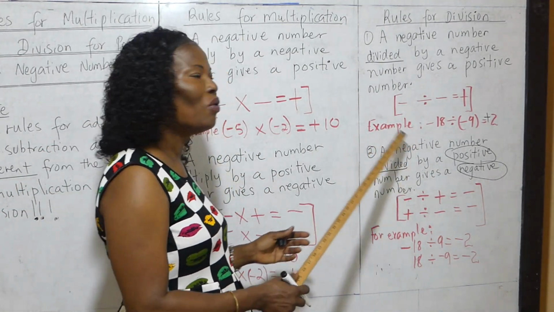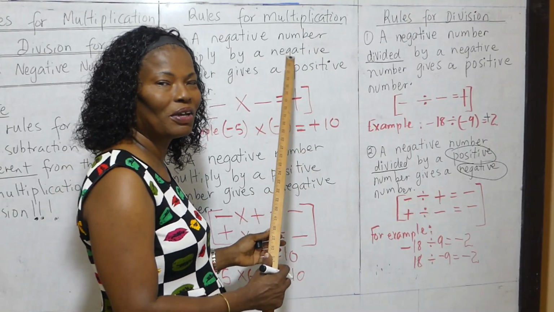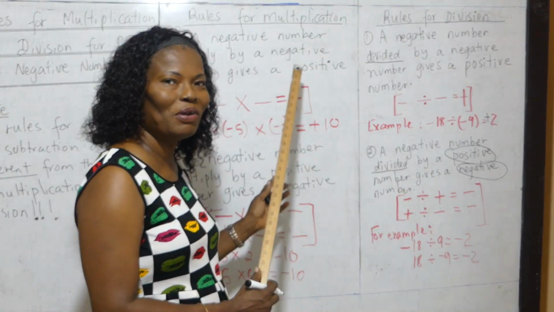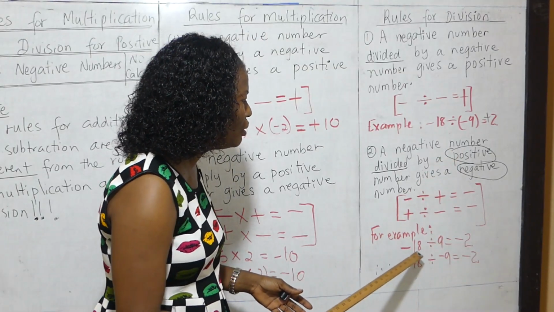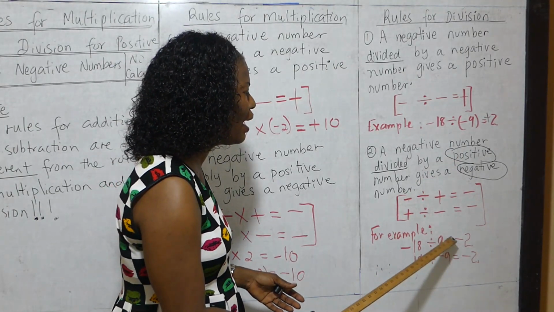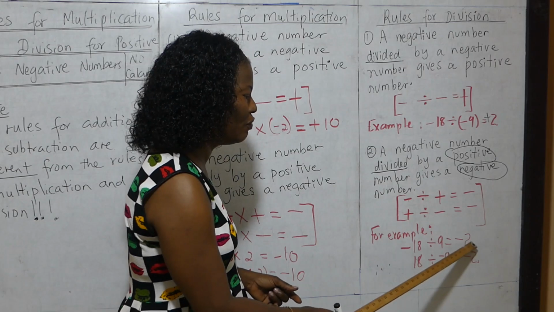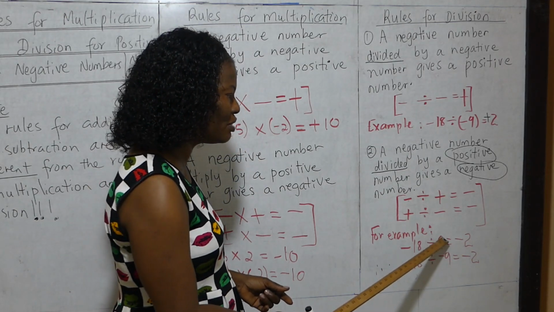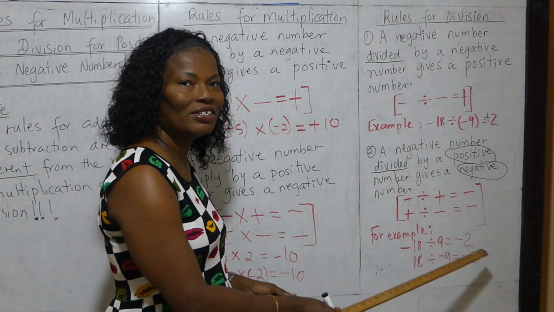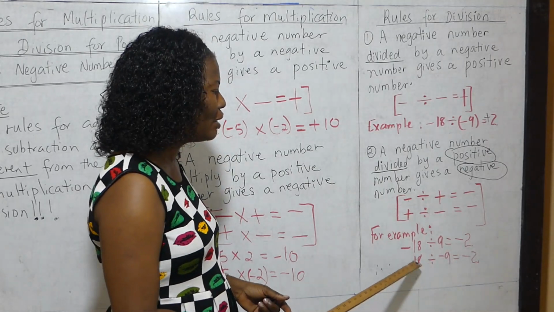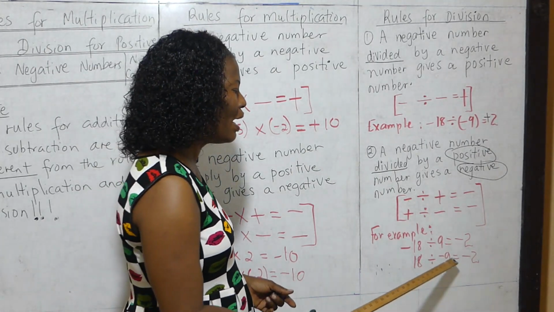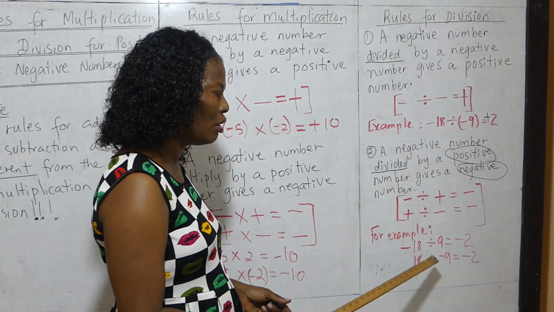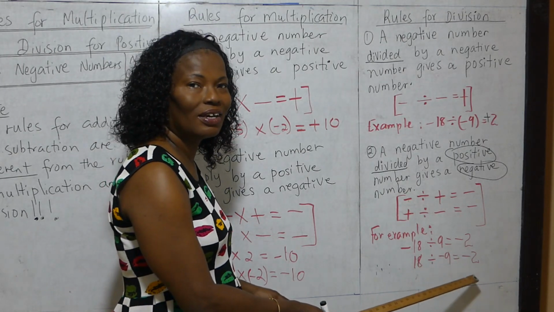Okay? So if you know the rules for multiplication, you'll know the rules for division. An example, negative 18 divided by 9 is equal to negative 2. This number is negative, this is positive, the signs are different, our answer is negative 2. And I switched around now, making 18 a positive number and 9 a negative number, and the answer is negative 2.